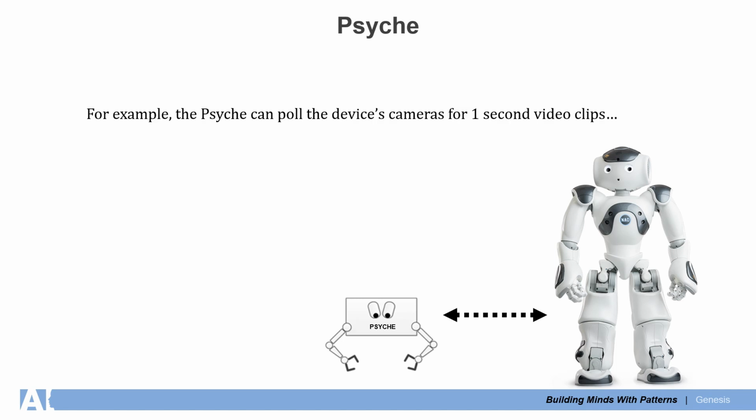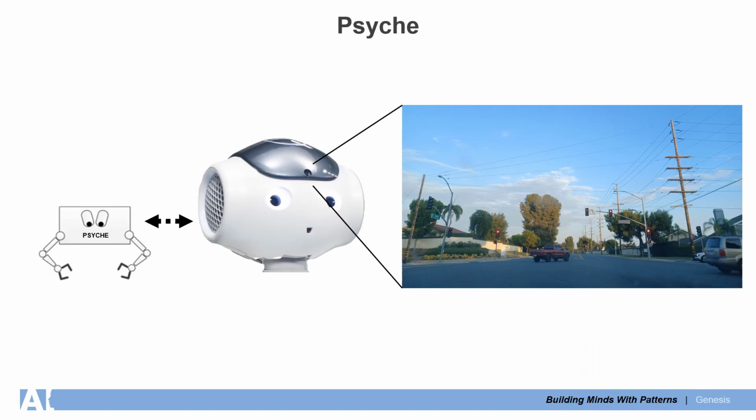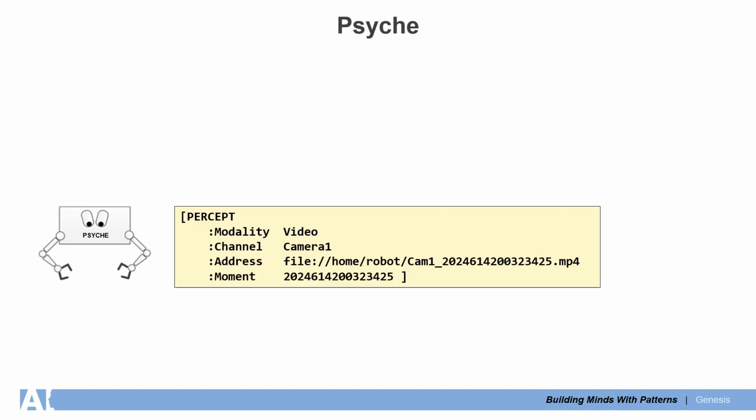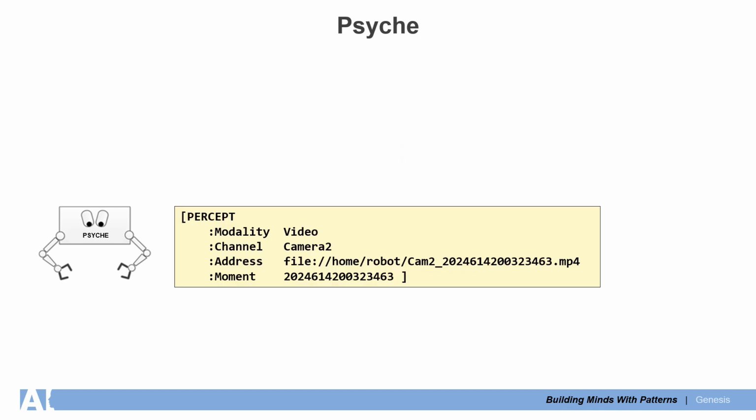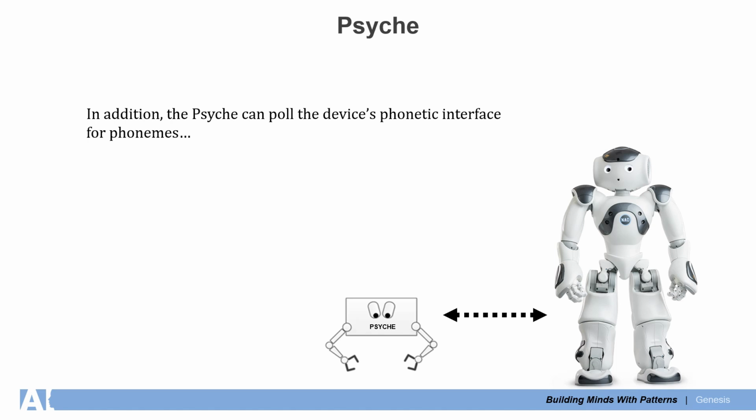For example, the psyche can poll the device's cameras for 1-second video clips. Psyche communicates with the robot and creates a reference to the video clip, which it can forward to the perceiving mechanism of the mind. From the second camera, it can receive a video clip of the same 1-second interval. This will give 2 perspectives of the same scene. That percept can also be forwarded to the perceiving mechanism.